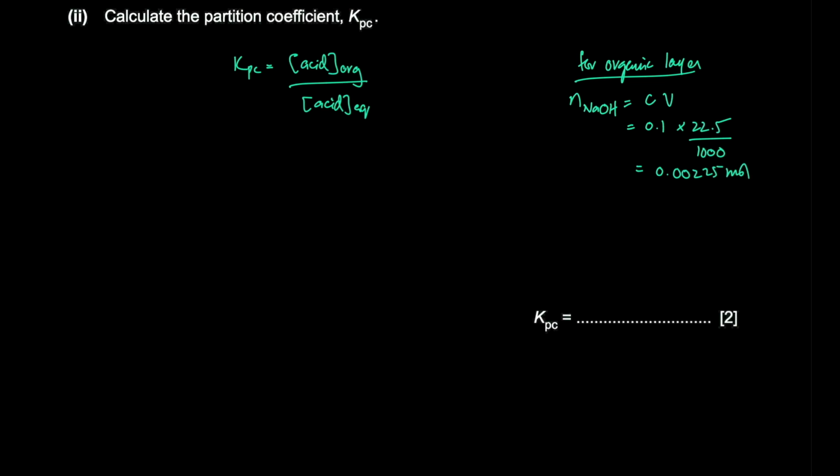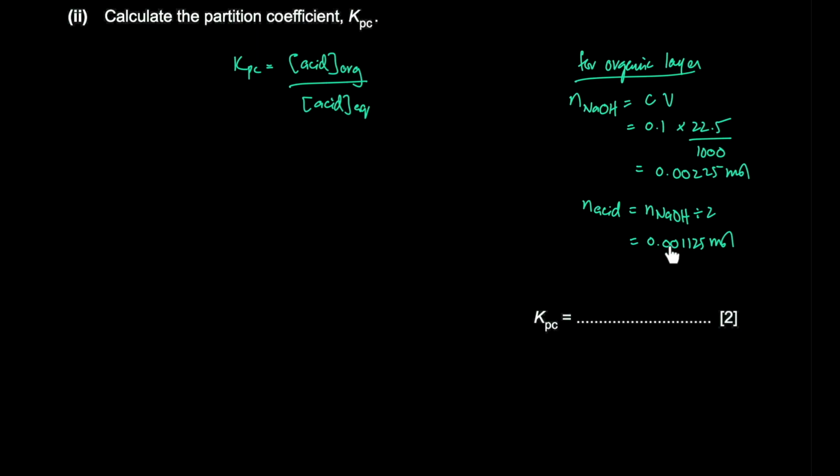Which of course again means that the number of moles of acid is the number of moles of sodium hydroxide divided by 2, again because they're reacting in a 1:2 ratio. So that is 0.001125 moles. So now we have the number of moles of acid in the organic layer.